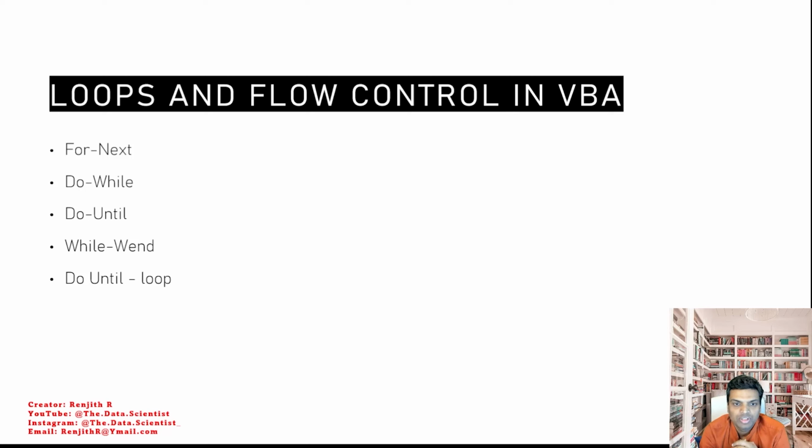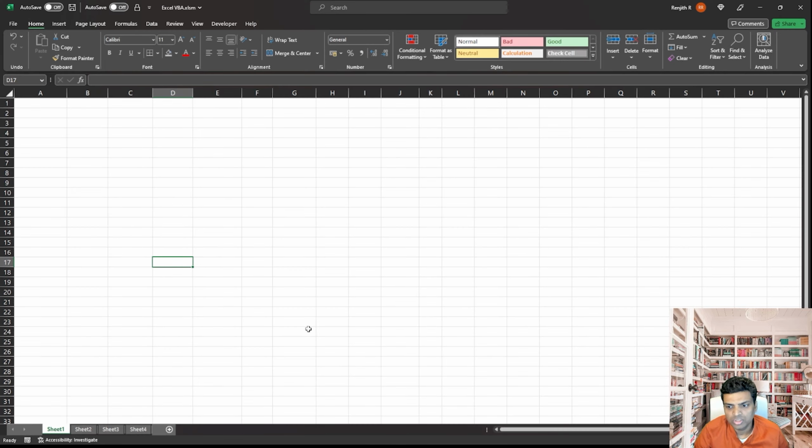So in this video, we will work on loops and flow control in VBA. The topics that we will be covering are for loop, do while loop, do until, and while wend. The for loop is, I think, one of the most important topics in this whole video, because I would say most of the actions or the automation that you need to do in Excel can be done with the help of for loop. So first, let's start with a small code which basically goes through the for loop.